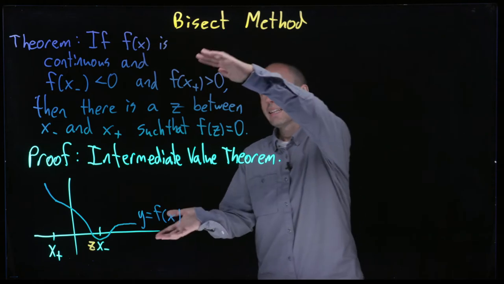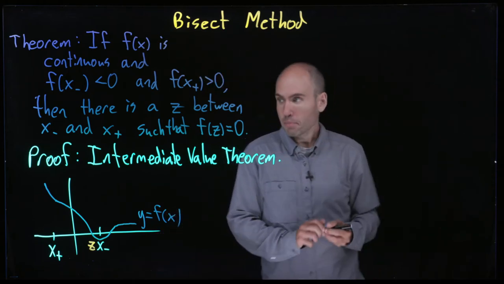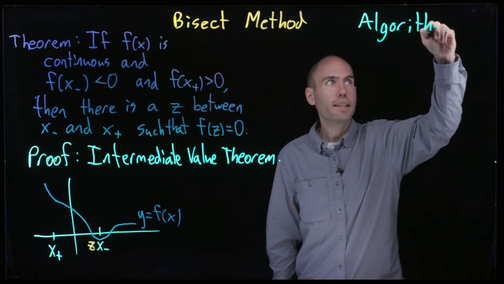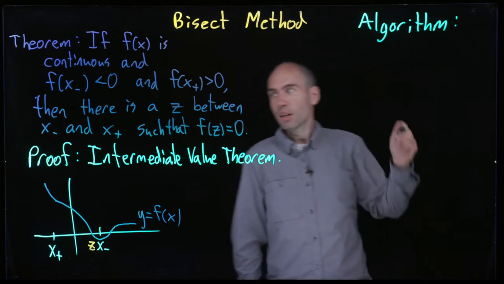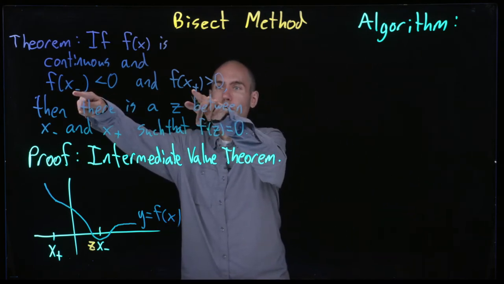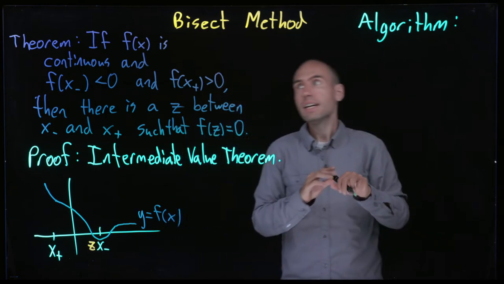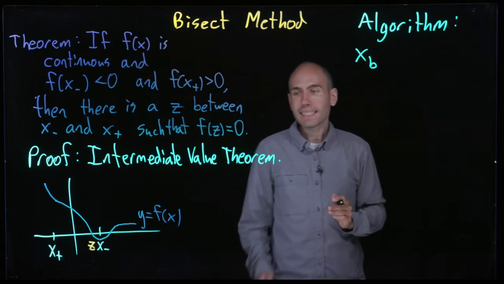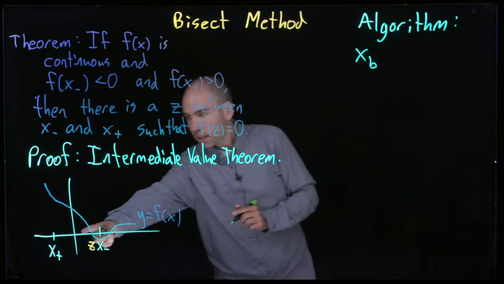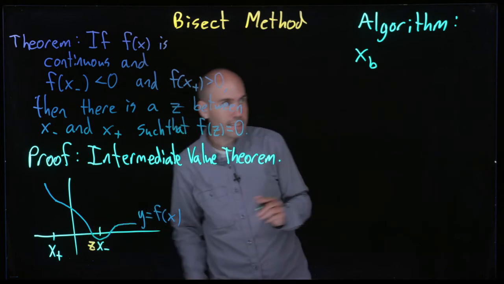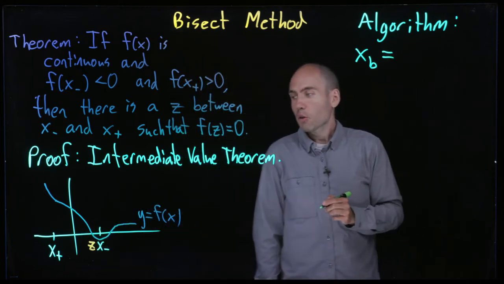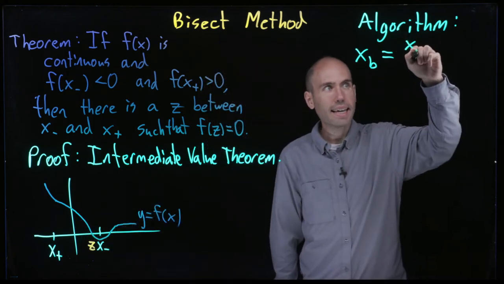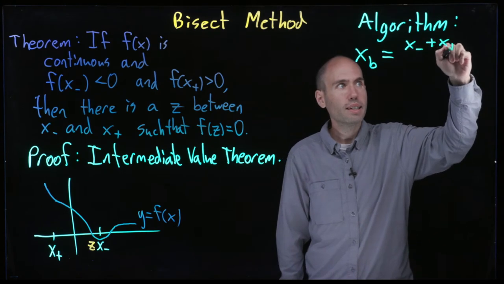And so that's all theory. What's the actual algorithm? So here's the algorithm of the bisect method. We're assuming we're starting with x negative and x positive. Then where does the bisection happen? xb for bisect. Bisect means cut in half. So I want to find some value that's midway between these. And how do you find a point midway between two other points? Just take their average. So I can take x negative plus x positive divided by 2.